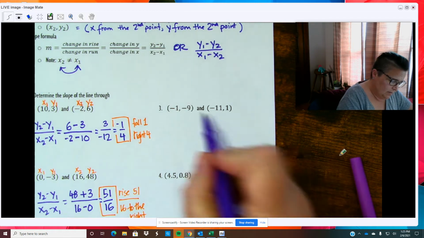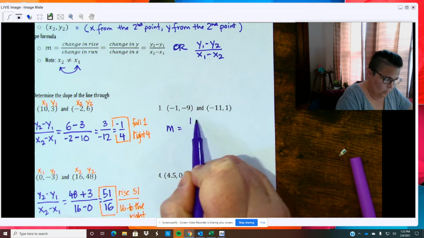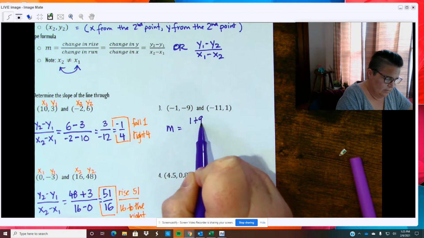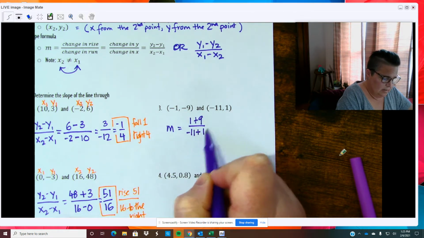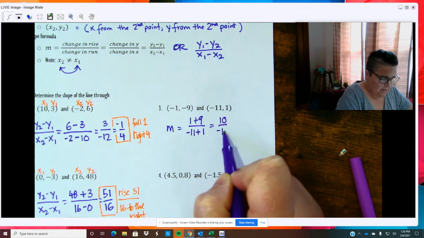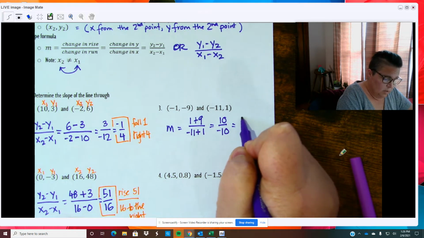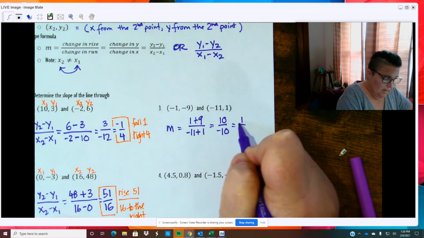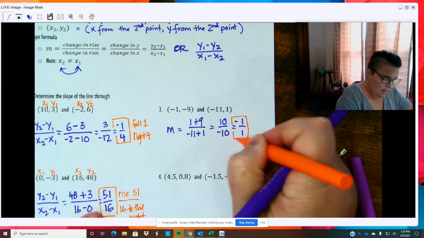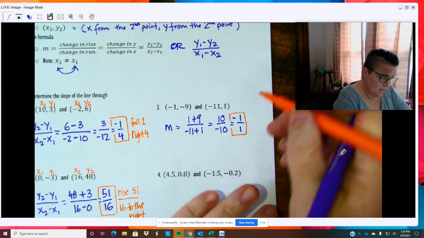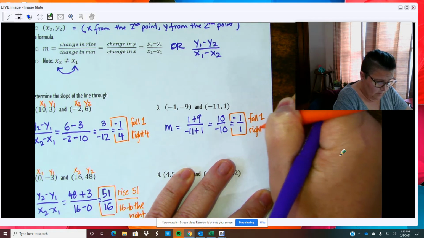Right? Let's try number 3. The slope would be the y2 minus the y1, 1 minus a negative 9, over x2, negative 11, minus a negative 1. That's going to be 10 over a negative 10, which is the same as 1 over 1 with a negative. So I'm going to do negative 1 over 1, keeping in mind that negative can go in several different places. So my slope here would be fall 1, and then we would go right 1.